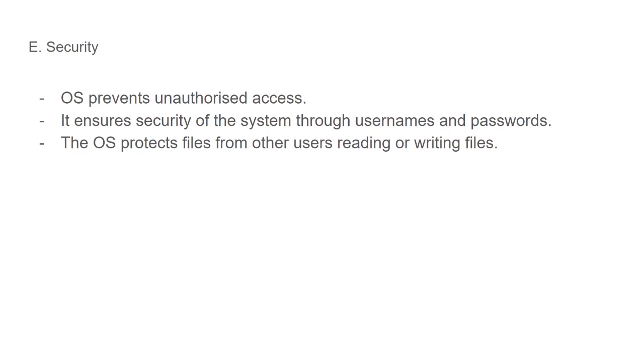Security. The OS prevents unauthorized access. It ensures security of the system through username and password, and the OS protects files from other users reading or writing files. Like suppose the Word document, you can have the password protected Word document, and usually if you have set it up, once you start your system, you'll have to give a username and password. So that is managed by the OS. It's security.